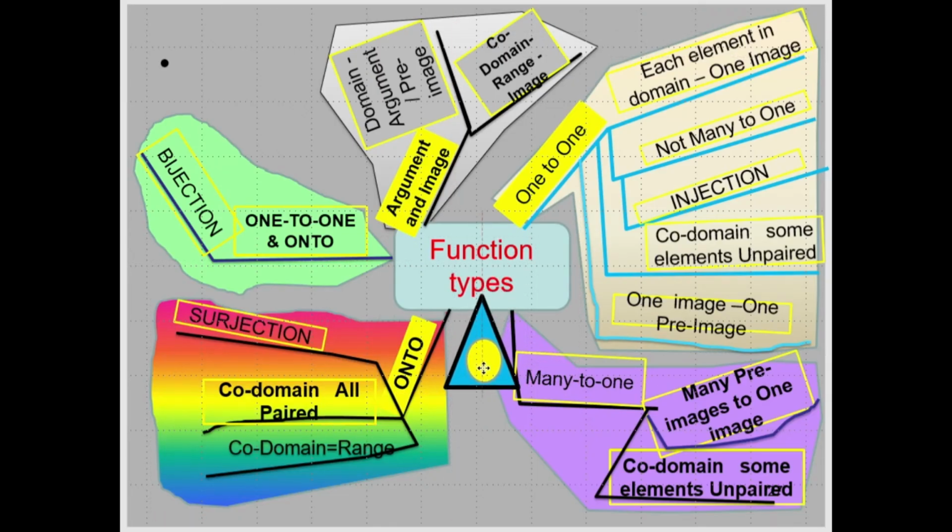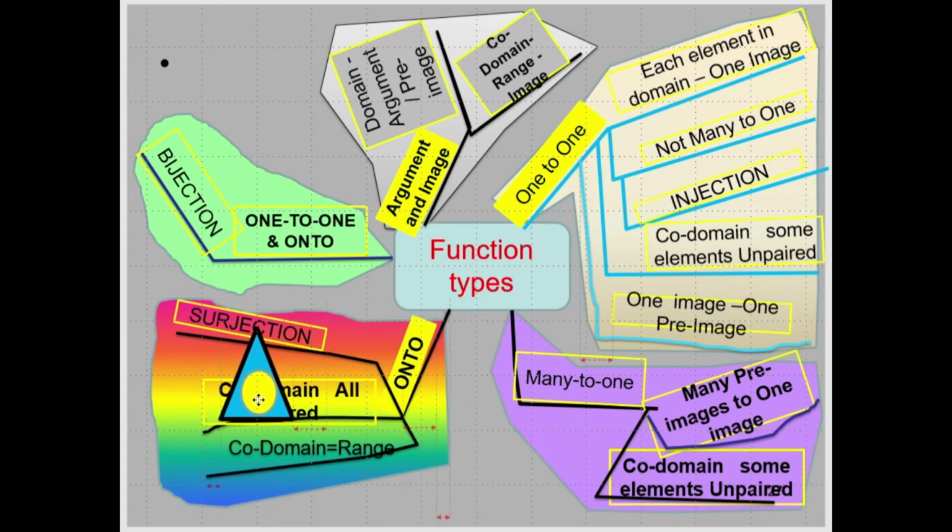Function types in map form. First, 1 to 1. Each element in domain has one image, not a many to one function. It is also called injection. Codomain will have some elements unpaired. One image, one pre-image. Then many to one. Many pre-images to one image. Codomain, some elements may be unpaired.